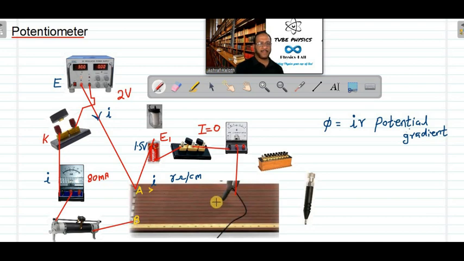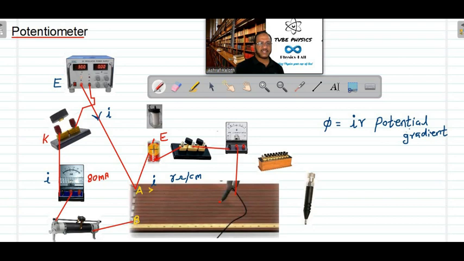And at what point can I get 0.75 volt drop? 750 centimeters, isn't it? Total 1000 centimeters, 2 volt is the drop. Now listen here, E is the EMF of the cell here, and I is the current flowing through the potentiometer wire, R is the resistance per unit length, so that potential gradient phi equal to I into R, that is the voltage drop in 1 centimeter.